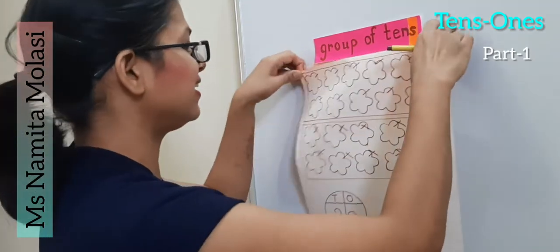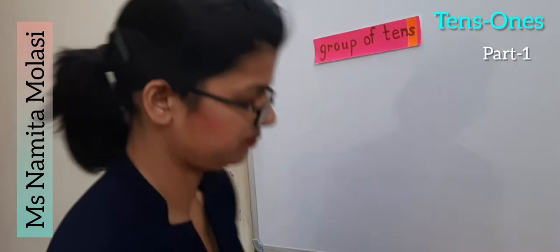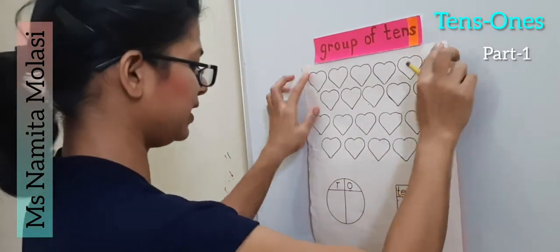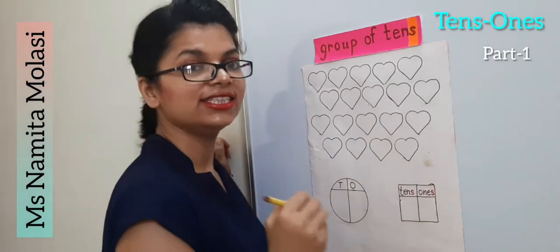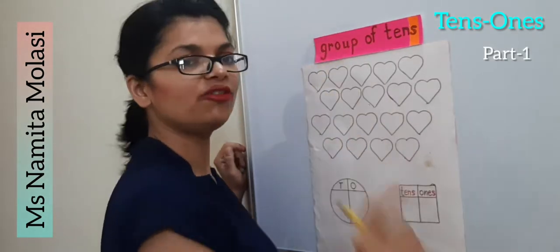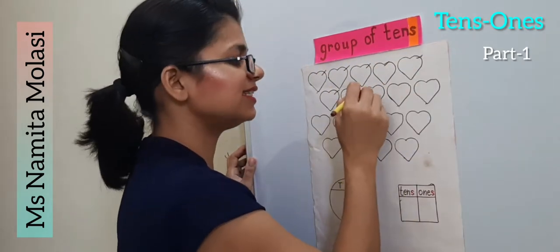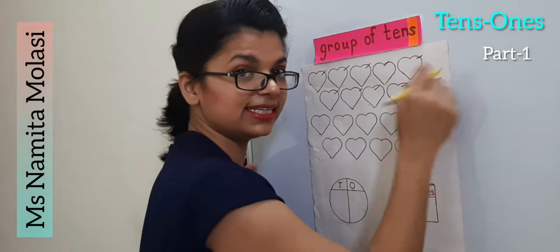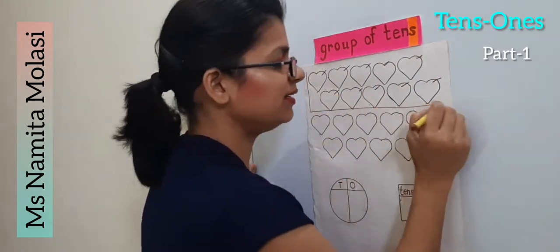Okay. Let's take another example. One more example I have. And this is with hearts. So we are going to do the same strategy, and that is group of 10s. So 1, 2, 3, 4, 5, 6, 7, 8, 9, and 10. And stop. We found 10 hearts. We are going to put them in a group.